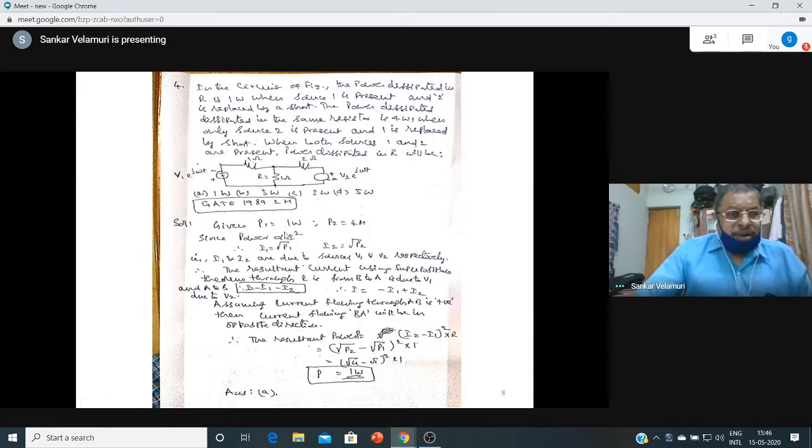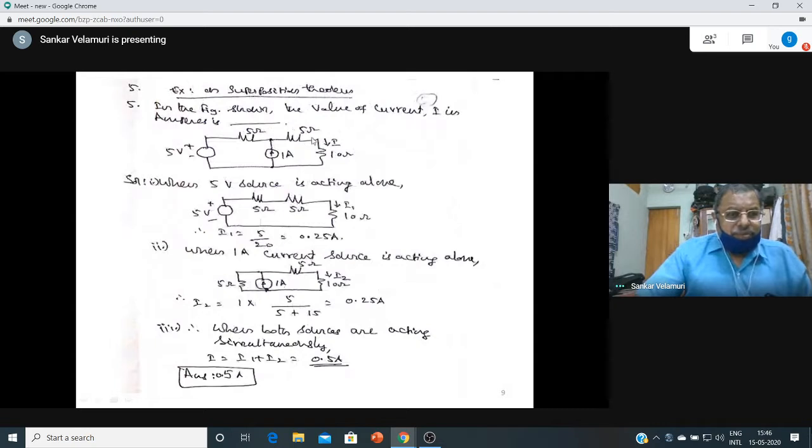Yeah. This is another typical example, based on the superposition theorem. I don't know when it was given, anyway, I got this example. Okay. So, in the figure shown, the value of the current I in amperes is the value of the current in I. This is the fifth problem. Remember, only the superposition theorem, I am giving the fifth example. So each one is typical to itself, right?